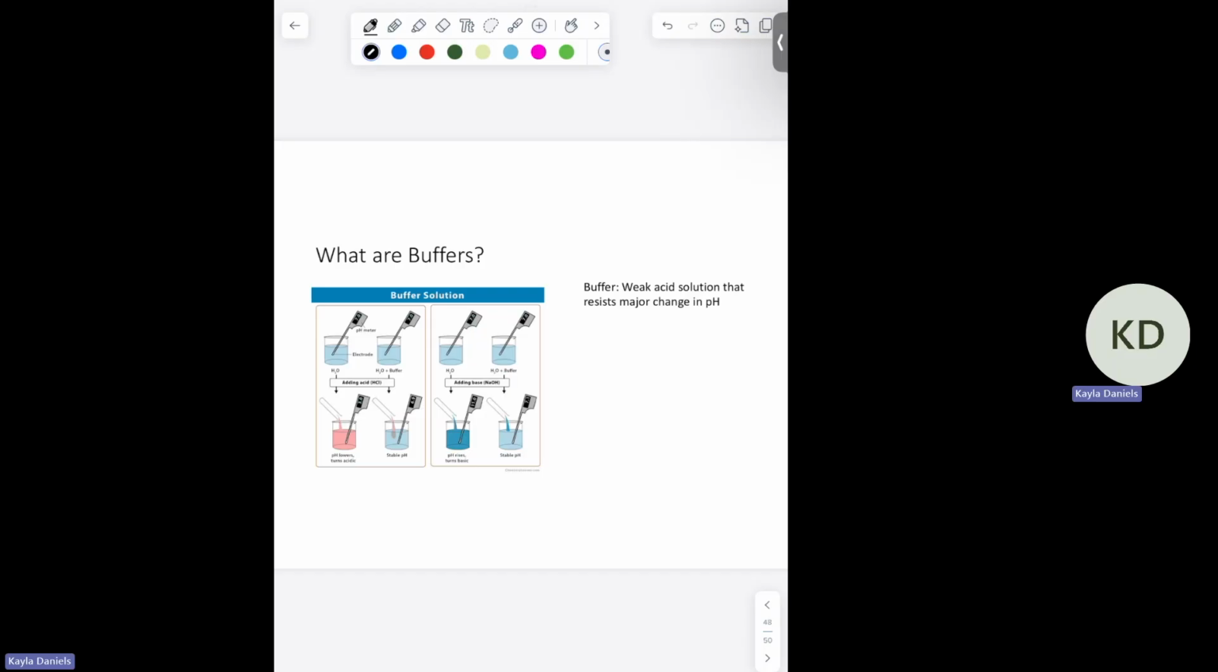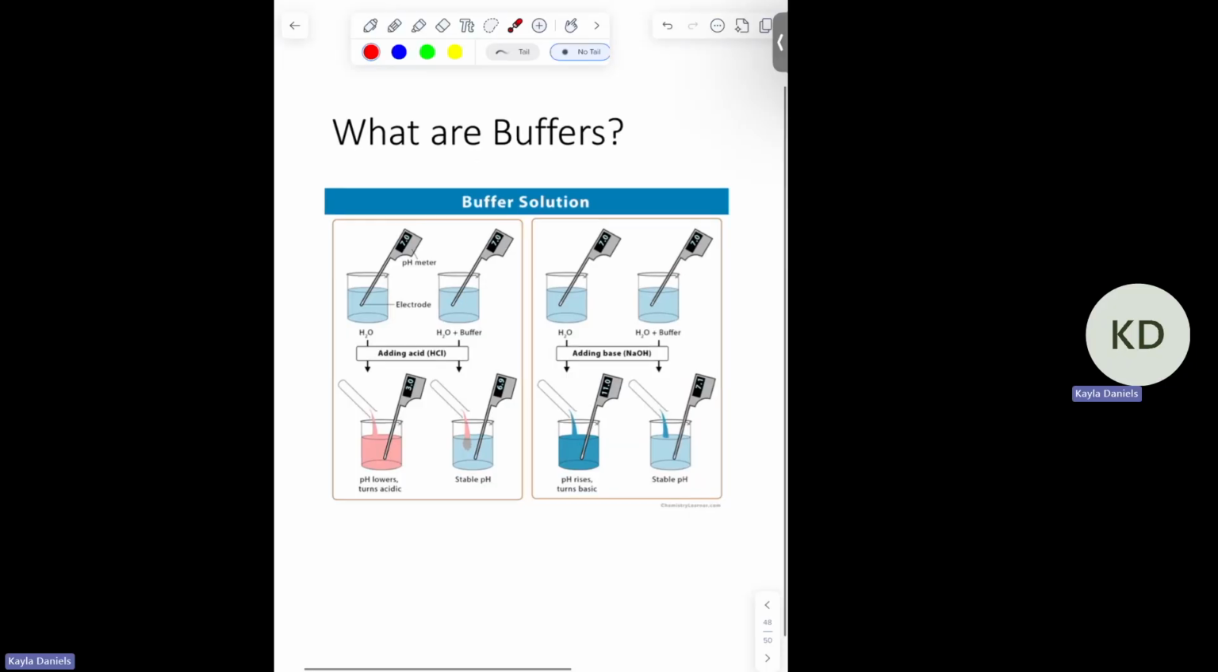So buffers. Your discussion post this week asks what a buffer is. A buffer is a weak acid solution that can resist major changes in pH. If we look at this image, here we just have water. It's at a pH of 7. Let's zoom in on this.